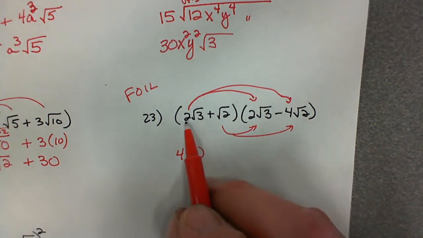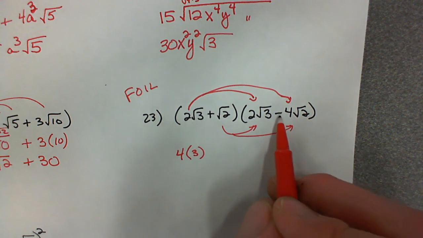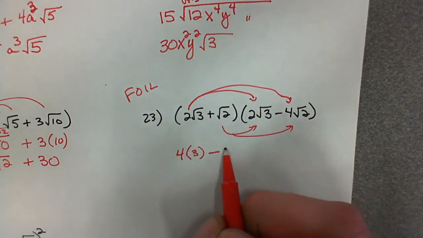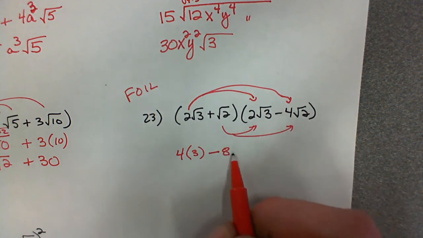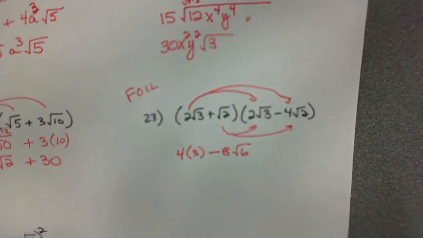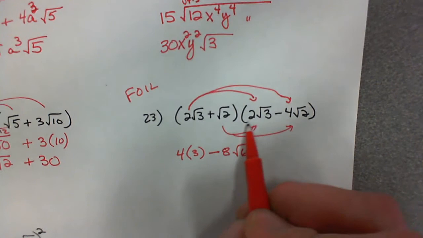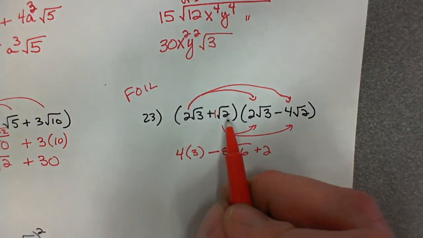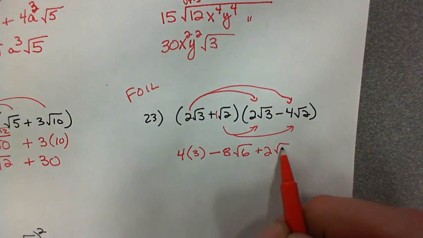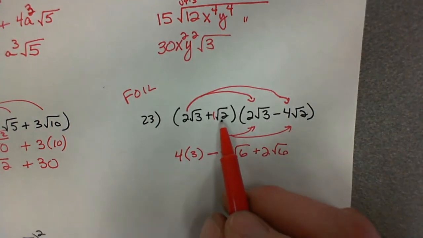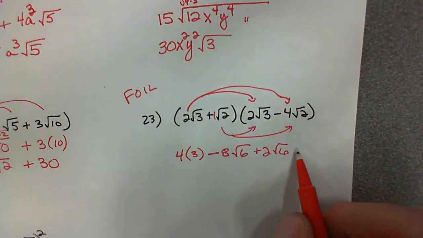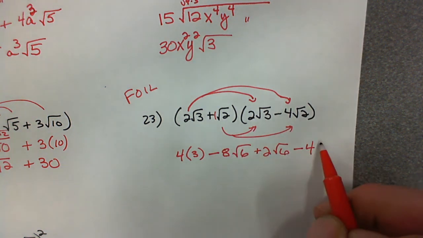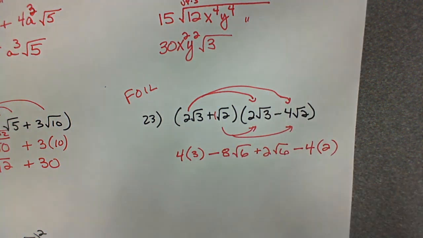Okay, now we've got 2 square root of 3 times a negative 4 square root of 2. So a positive times a negative is a negative. 2 times 4 is 8. Square root of 3 times square root of 2 is square root of 6. Let's do the inner terms here. There's a 1 there. 1 times 2 is 2. Square root of 2 times square root of 3 is square root of 6. Then positive times a negative is a negative. 1 times 4 is 4. Square root of 2 times square root of 2 is 2.